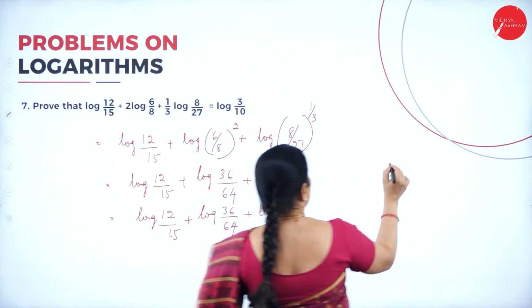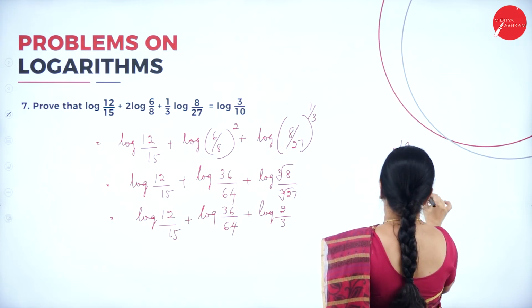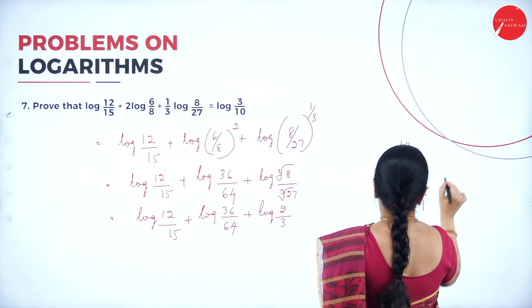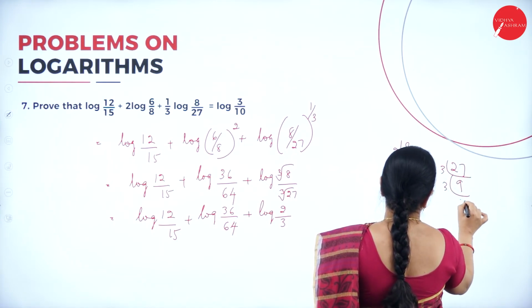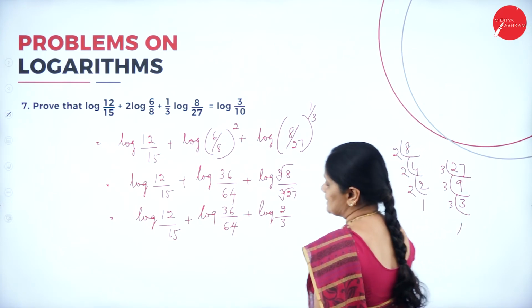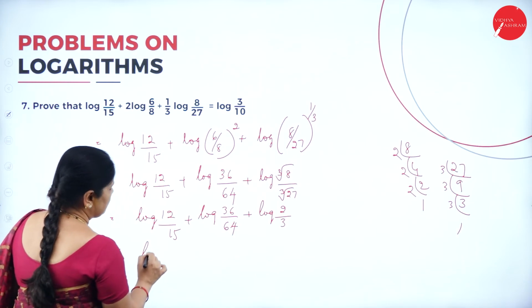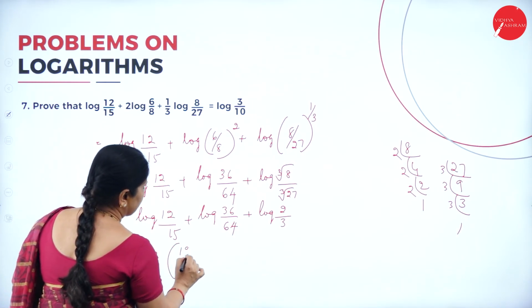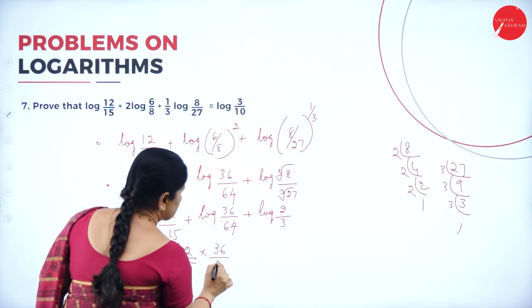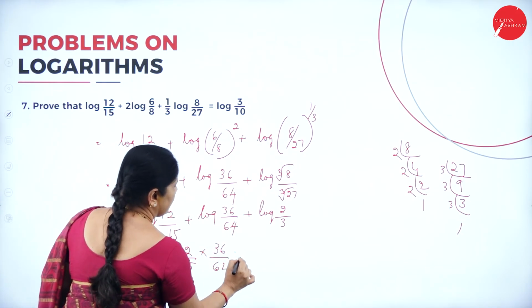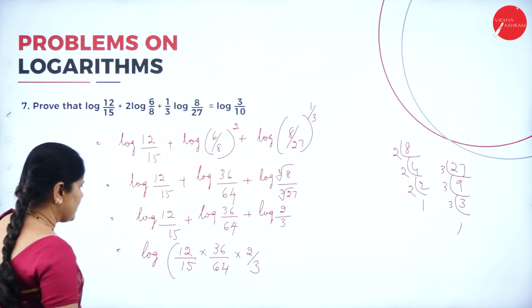How did I get 2? I will simplify here. 2 4s are 8, 2 2s are 4, 2 1s are 2. Now, this 27: 3 9s are 27, 3 3s are 9, 3 1s are 3. So, I'm getting 2 by 3. Now, when I simplify this further, I will get log of 12 by 15 into 36 by 64 into 2 by 3. Now, I will simplify this further.